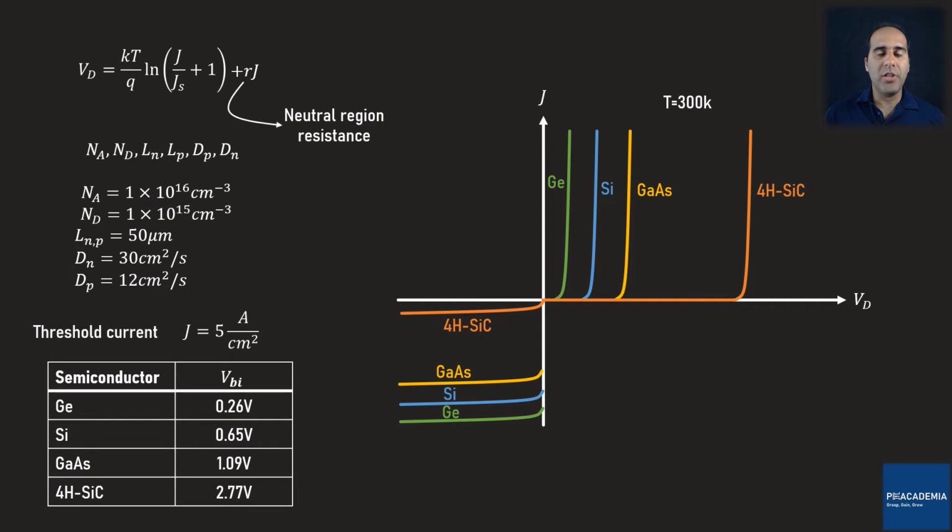Among these 4 semiconductors, 4H silicon carbide has the largest energy gap, and therefore its built-in voltage is the largest and its reverse saturation current density is the smallest.